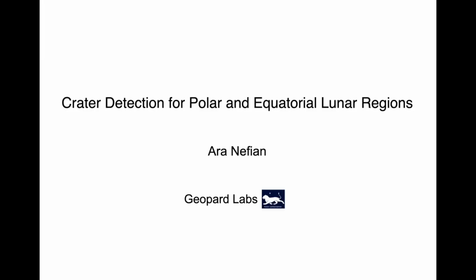And today I'm going to talk about crater detection for polar and equatorial lunar regions. It's a method that we developed for performing a large-scale crater detection in a fully automated way, from NAC images, that works, as the title says, at both polar and equatorial regions, and I'm going to show some results today. It's able to detect craters as small as 4 meters in diameter, which is basically the resolution of NAC images, about 4 pixels.